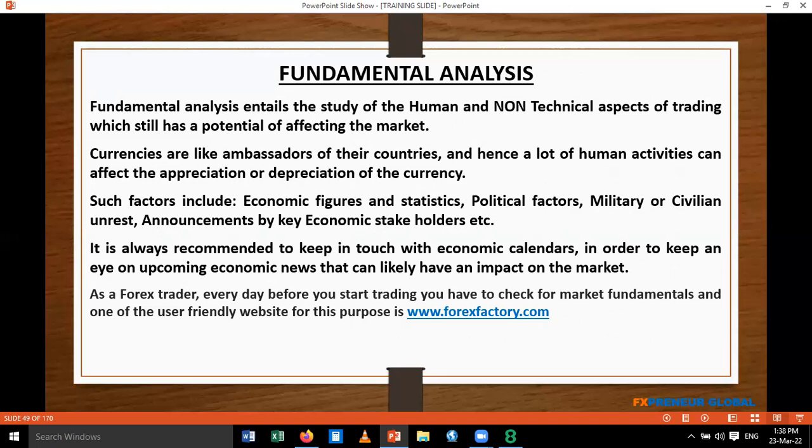For instance, if a country is having civil unrest or military unrest or economic breakdown, just like what is happening to Ukraine right now, it is affecting their economy, it is affecting their currency. That is fundamental analysis. As a forex trader, you have to be in touch with economic events, economic activities, economic news, so that you know what is happening to a particular currency or a particular country at any point in time. And for you to do that, you don't have to have your eyes glued on CNN or BBC.